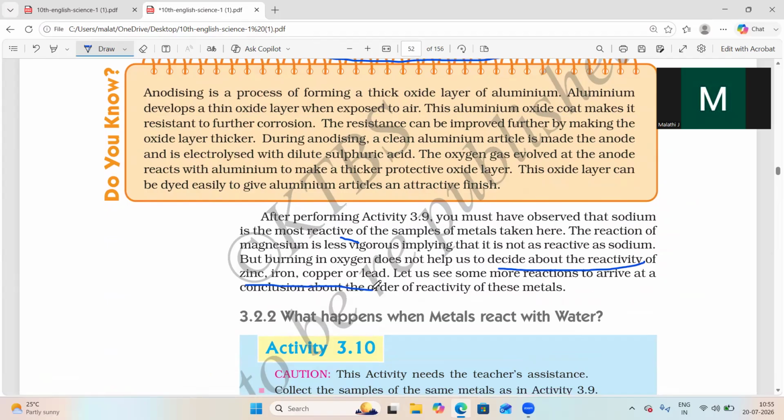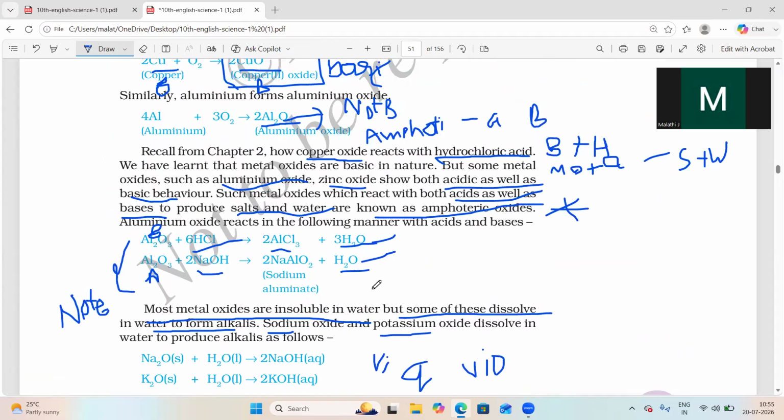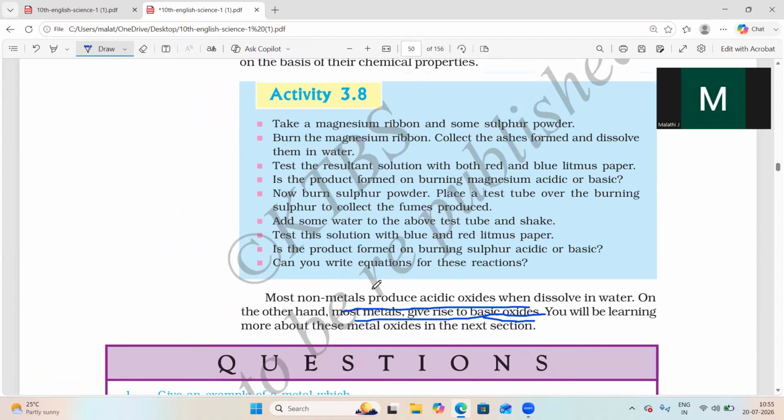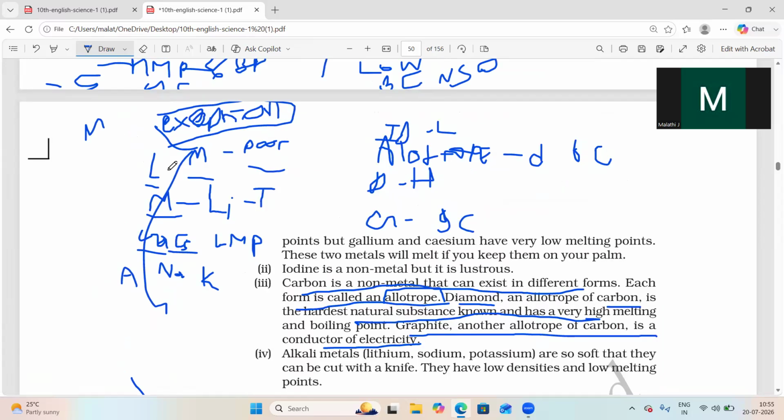We can see more about how metals react with water and some other chemical properties in the next class. The important things to remember in the physical and chemical properties of metals and non-metals are malleability, ductility, sonorous and lustrous. These are characters of metals; non-metals do not show them. And you should remember the exceptions.